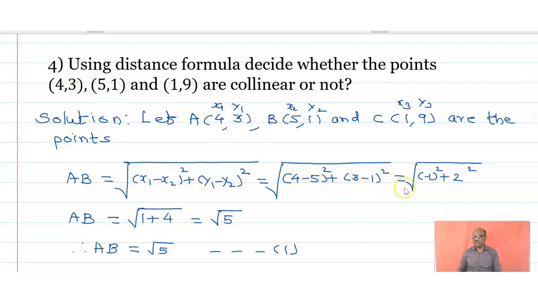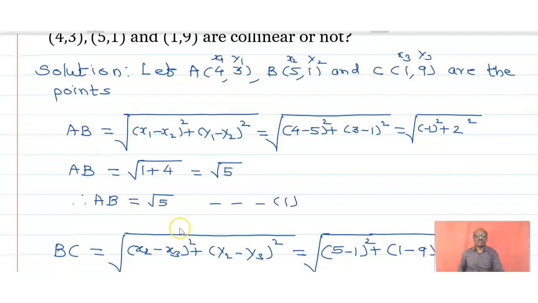4 minus 5 means minus 1 square, and here 2 square. 2 square is 4, plus 1, and that is equal to root of 5. AB distance is root of 5. Next, we will find out the distance BC.